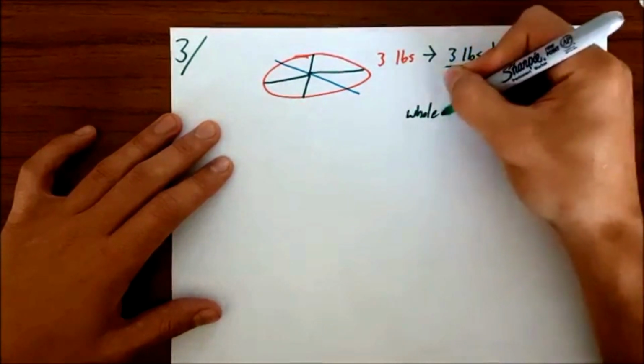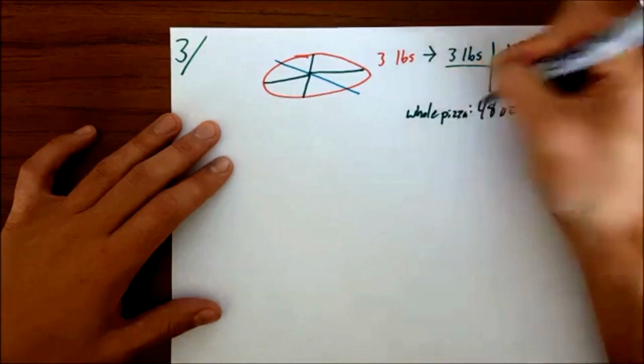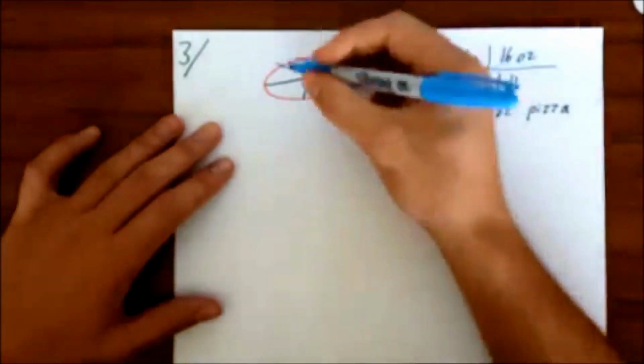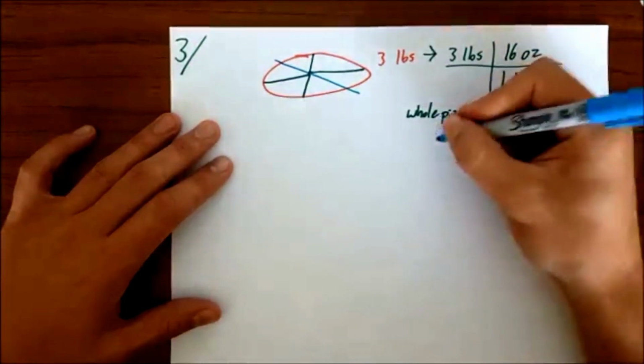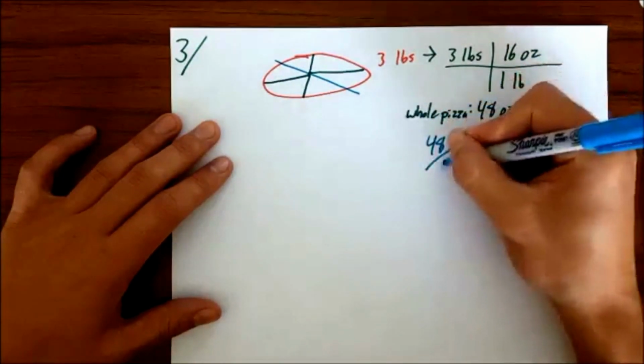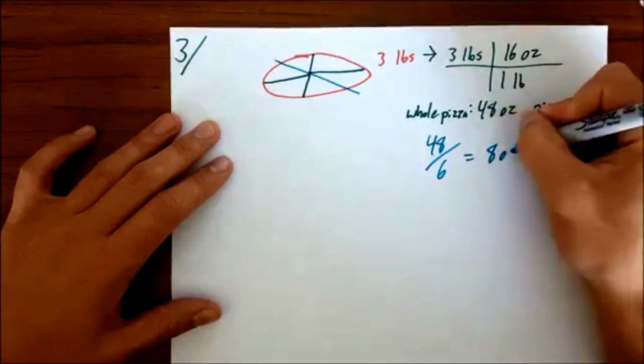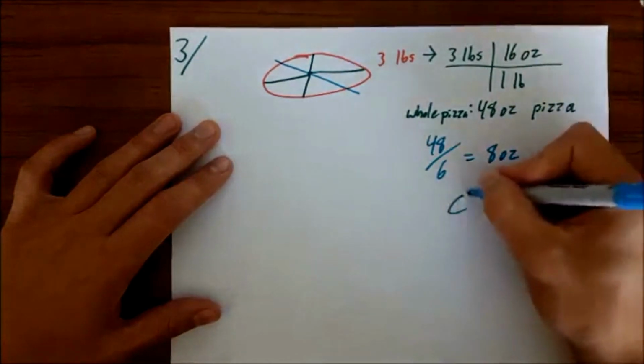Whole pizza. Okay, and we said that we cut it into 6 equal slices. So if you want to know the weight of each slice, it'd be 48 divided by 6, which is going to be 8 ounces. Okay, so that's going to be letter C.